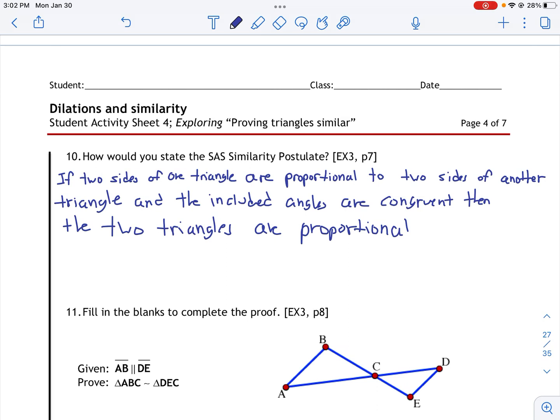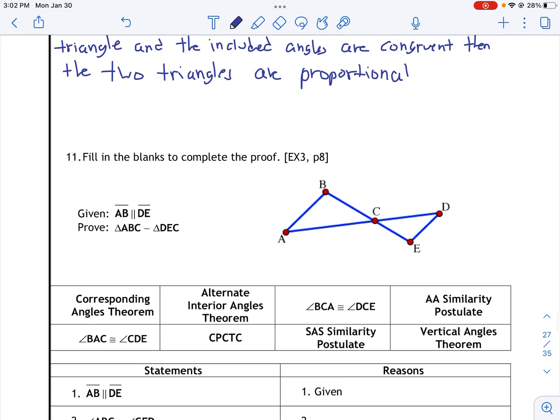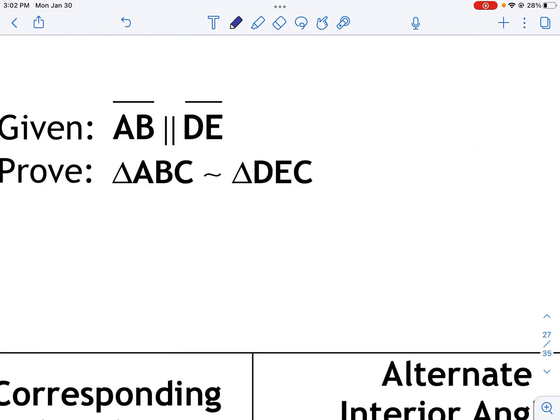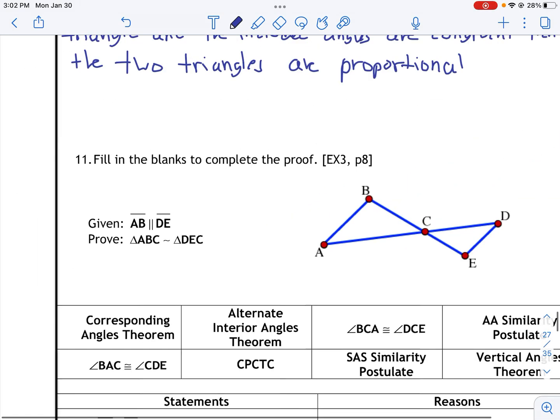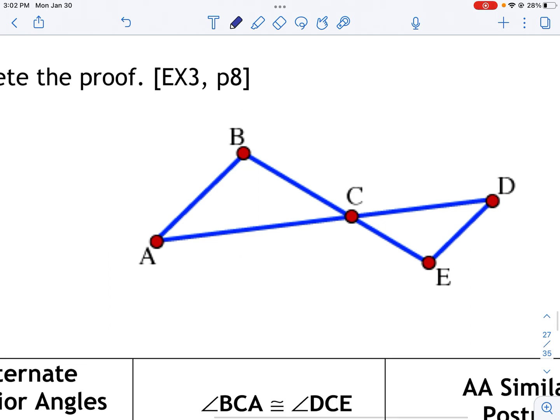So our last little steps are we're going to do a proof, and we're going to talk about that proof and we're done. So we've talked about proofs before, everyone's favorite, right? You guys actually do a really good job with proofs. So it says, fill in the blanks to complete the proof.